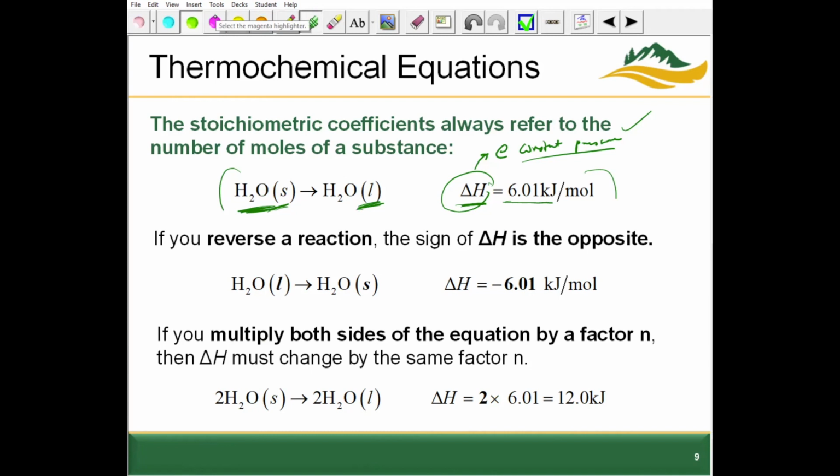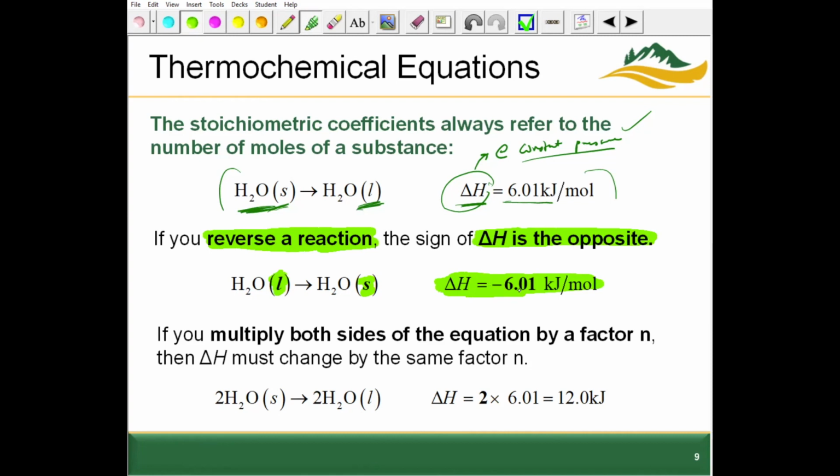Now, an important detail with the change in enthalpy: if you're talking about the reverse of a certain reaction, then the change in enthalpy is the opposite sign. So now we're going to go from liquid water back into solid water.